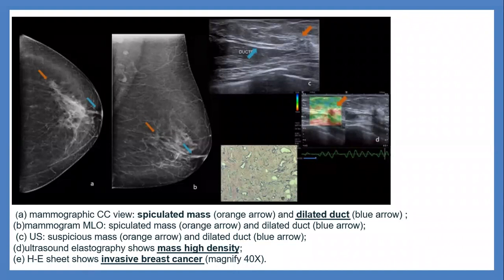But yes, sometimes cancers extend through the ducts, going and settling behind the nipples, infiltrating the ducts or giving ductal extension. Or if you can see here, this is a duct, and this is a ductal extension of the tumors.